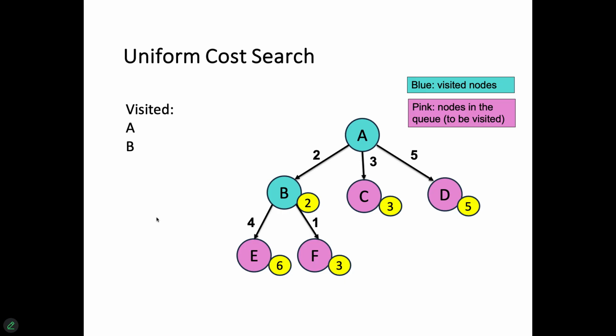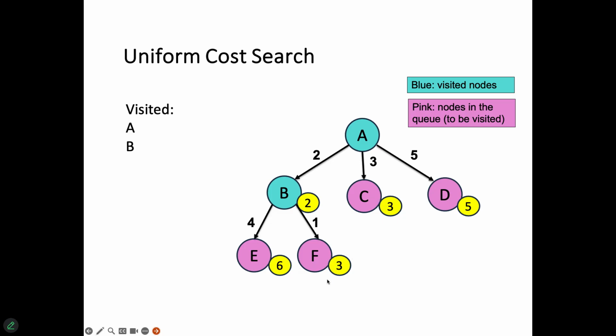So F or C? Jonathan said F. Okay, so we have these four in the frontier. Always you find the one with the lowest cost.